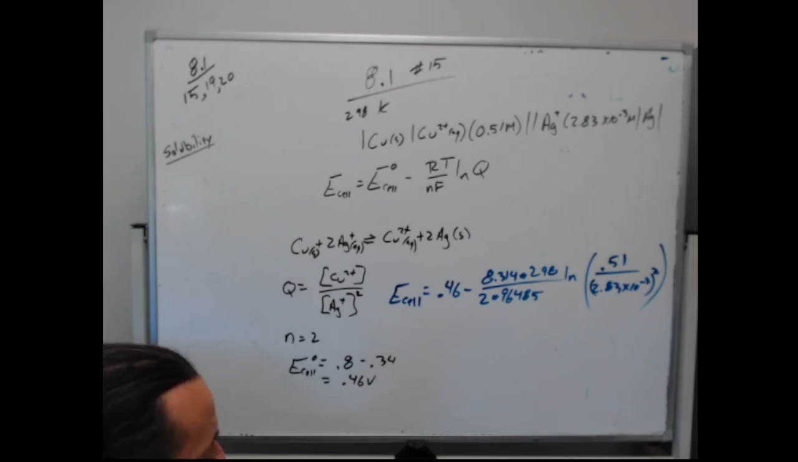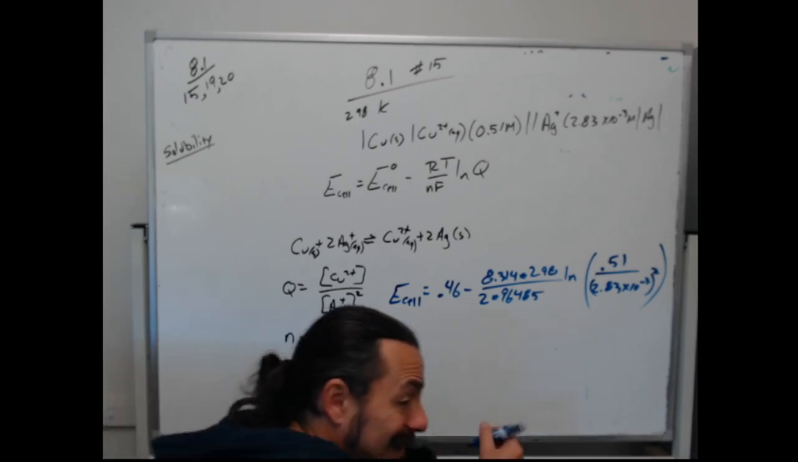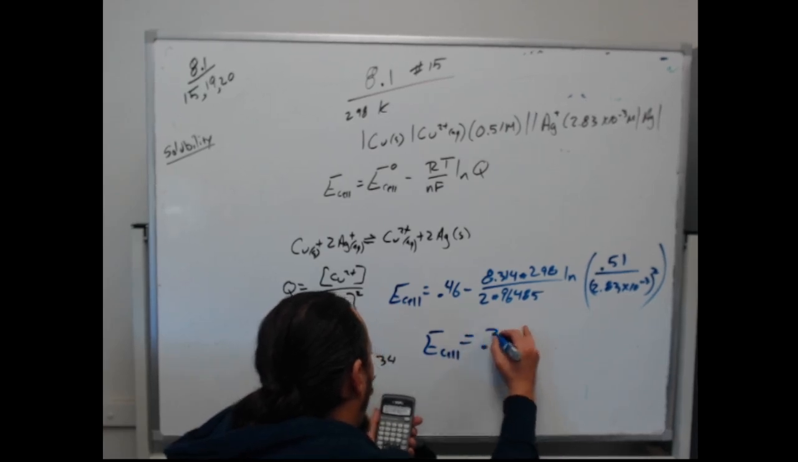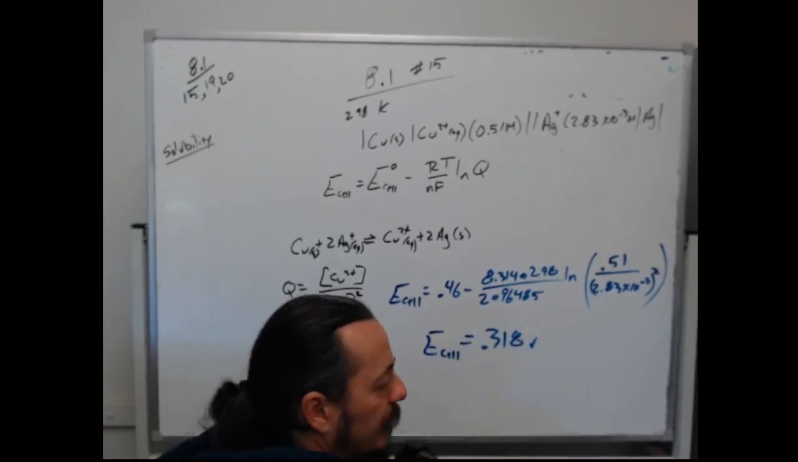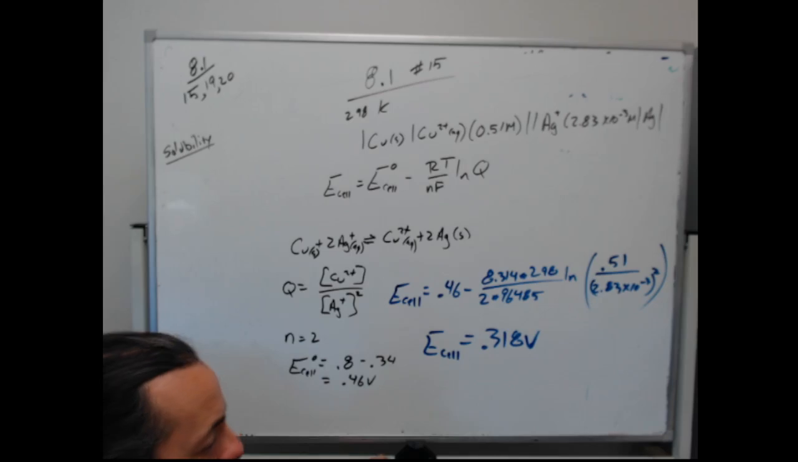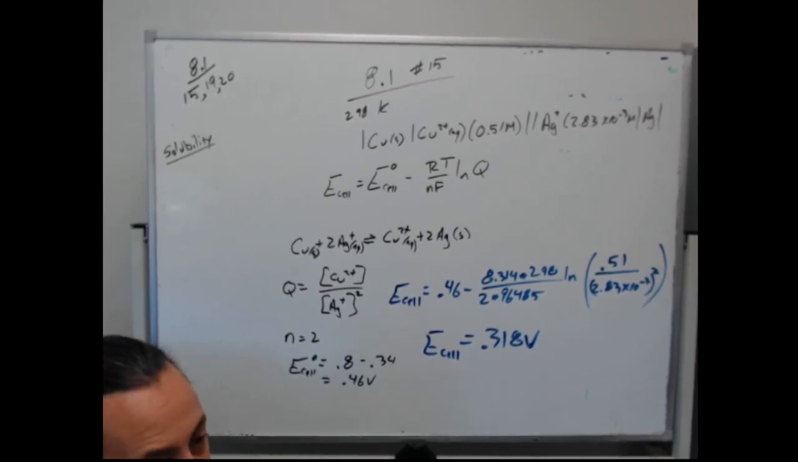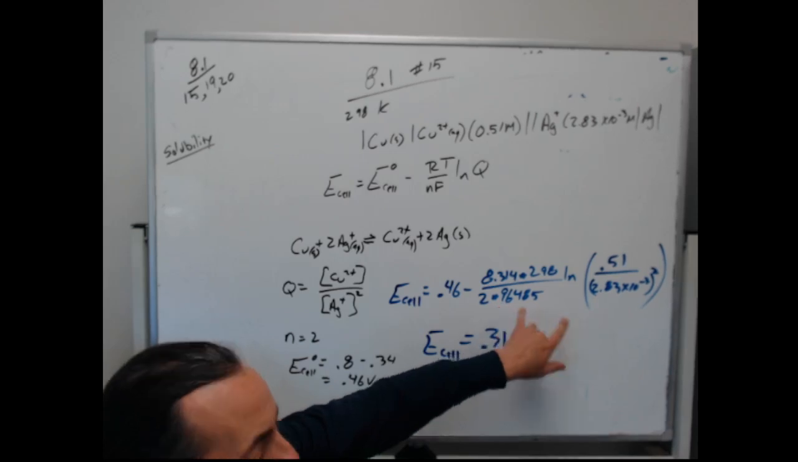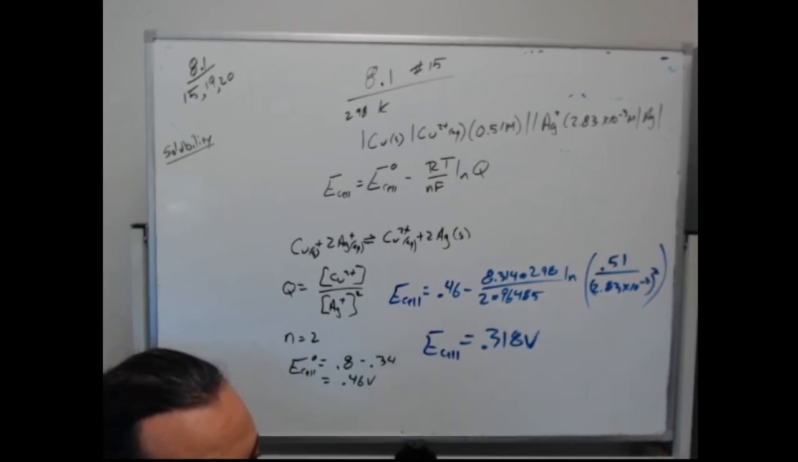Okay, and then we're going to do plus 0.46. So I get a non-standard cell potential of 0.318 volts, assuming I didn't make any typos. I was really worried that I did something wrong because while I was doing all the math, before I divided by 96485, I had something that was like thousands. But I guess that makes sense because I'm dividing by 96,000.